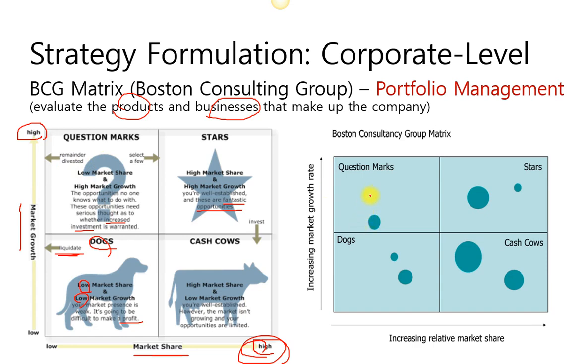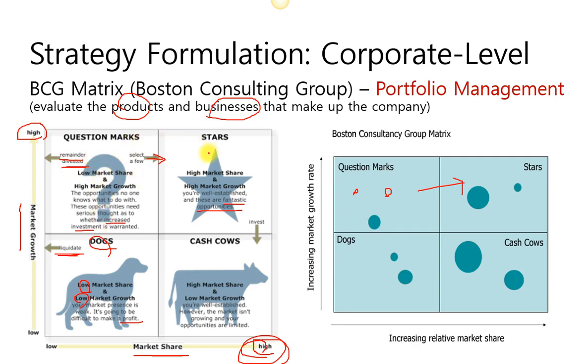Which companies, if there are companies here in question mark, out of these, which should I select and invest in so that it can become what? Star. So that's why there is that arrow. And the remainder should be liquidated, divested. Not invested in, but get out of, divested. Liquidated, right?